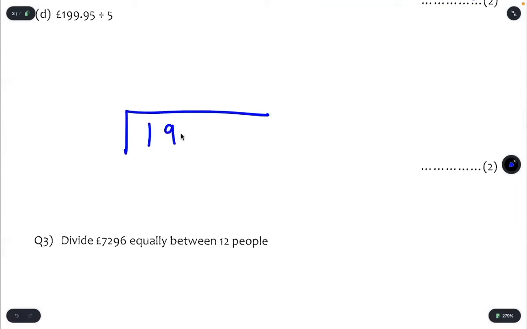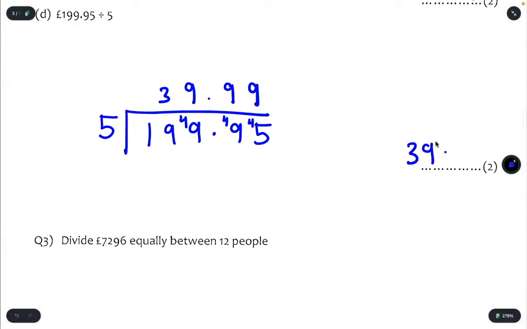Next, let's do this in terms of the digits as a division. 199.95 divided by 5. How many times does 5 go into 1? Well, it doesn't. How many times does 5 go into 19? 5 3s are 15, remainder 4. 5 9s are 45, remainder 4, but we have the decimal point here. 5 9s are 45 again, and then we've got a remainder of 4 again, but this time you can see that it goes exactly. So 39.99.